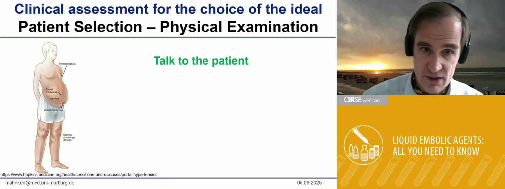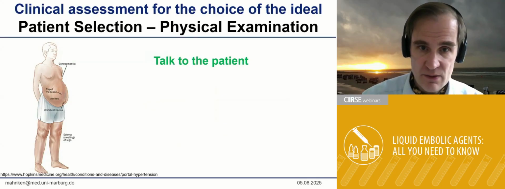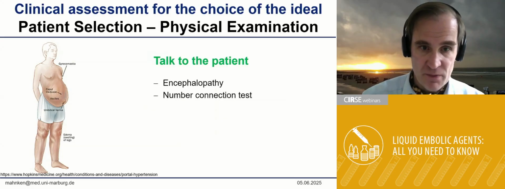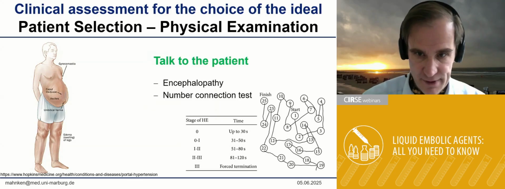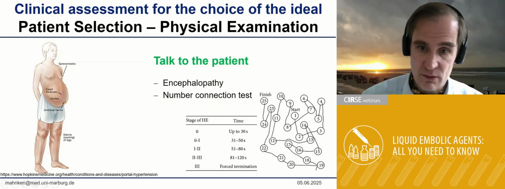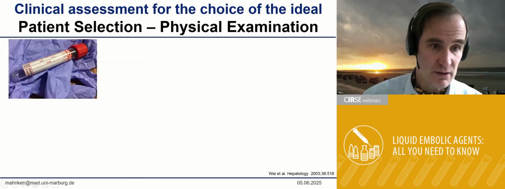Another thing is you need to talk to the patient. Otherwise, you wouldn't learn in the cheapest way how the patient feels, what his mental capability is like. It's particularly true for portal hypertension patients. You can also do easy number connection tests, for example. That's a 30-second thing to do. Well, maybe 2 minutes, but it's definitely not longer.